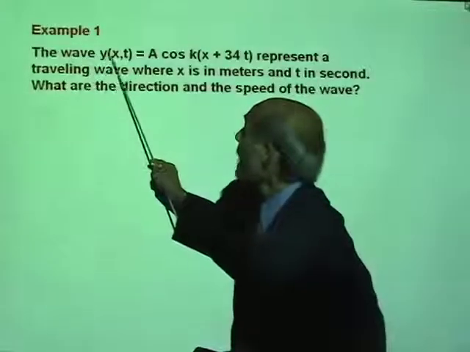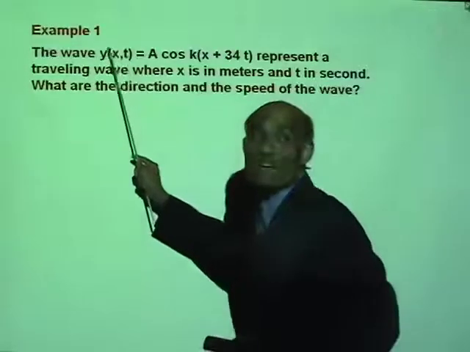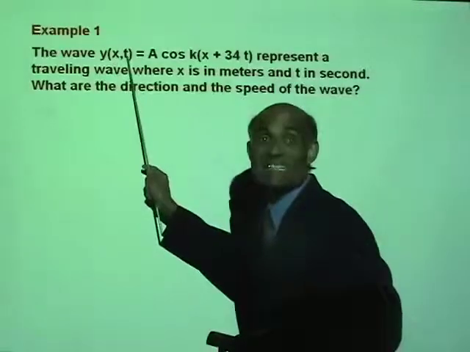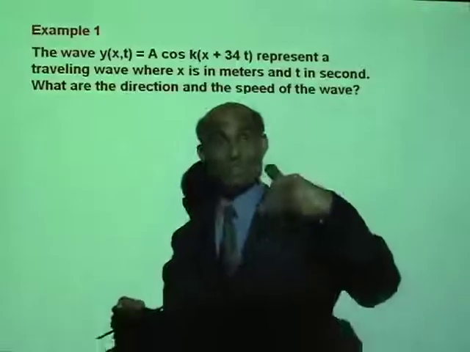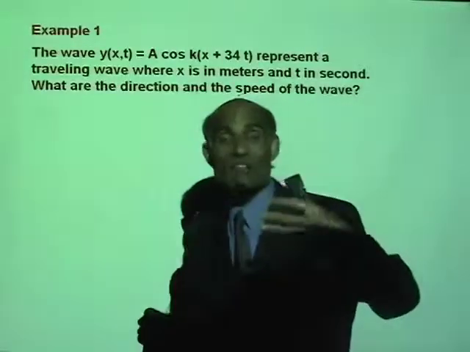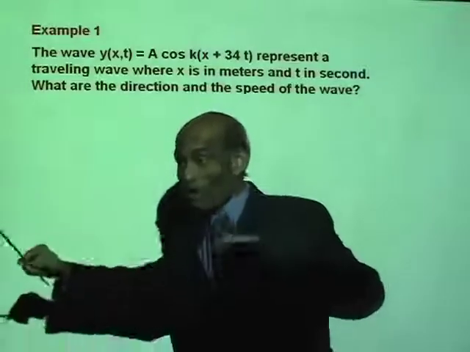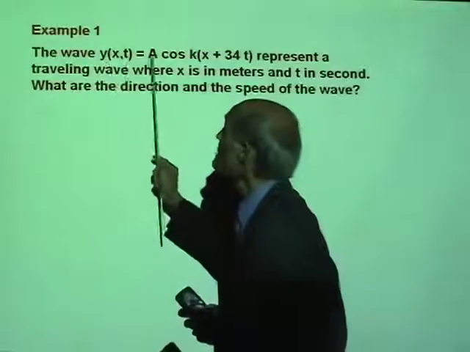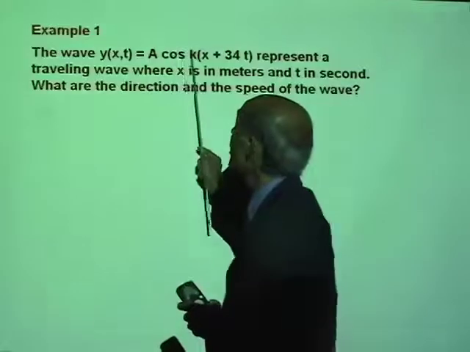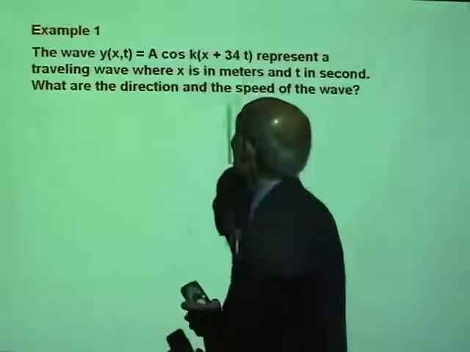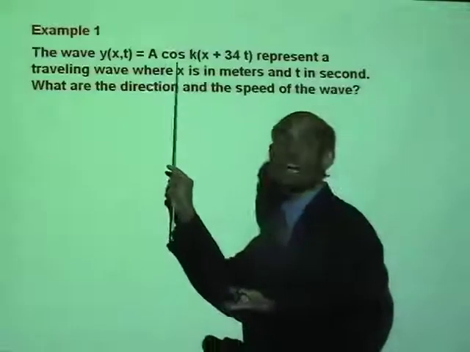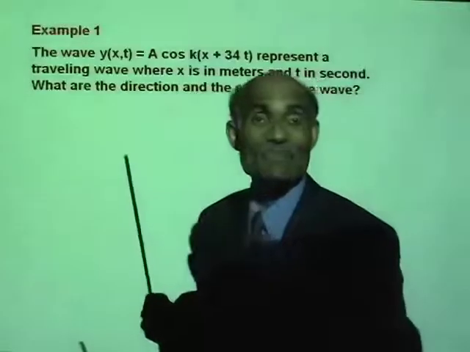The wave y(x,t), you see that? y, the displacement as a function of x and t. So the equation for a harmonic wave is actually a function of x as well as time. y(x,t) equal to a cos k times (x plus 34t). You can see this is a cosine function. What does it tell you?